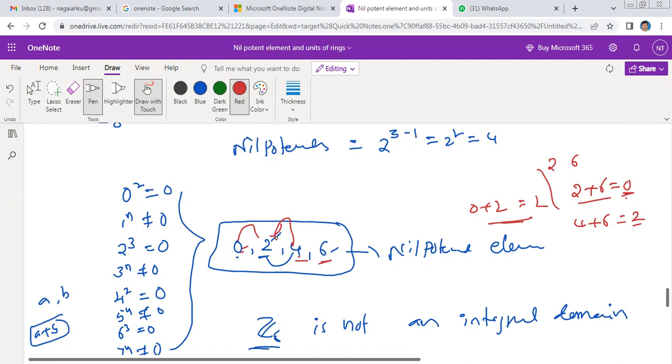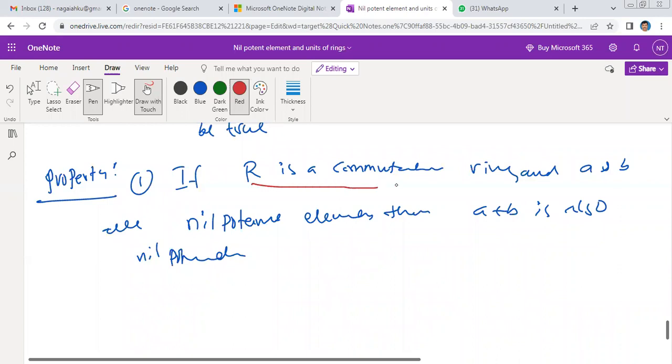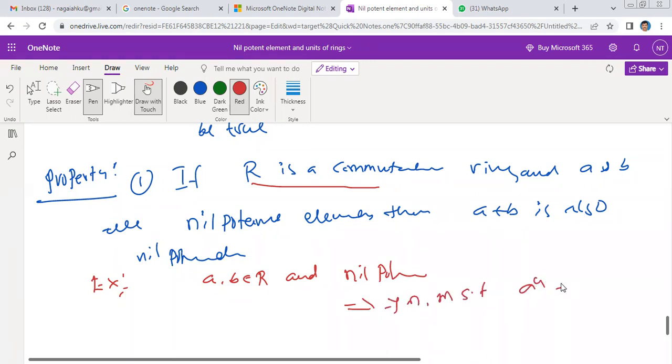So the statement is: if R is a commutative ring, and A and B are nilpotent elements of the ring, then A plus B is also again a nilpotent element of the ring R. For example, you see the proof of this one, a simple proof. Suppose A, B belong to R and are nilpotent elements. Then there exist integers n, m such that A power n is equal to 0 and B power m is equal to 0.